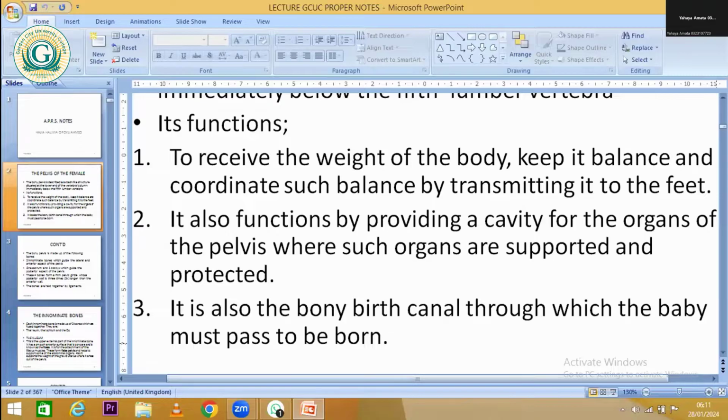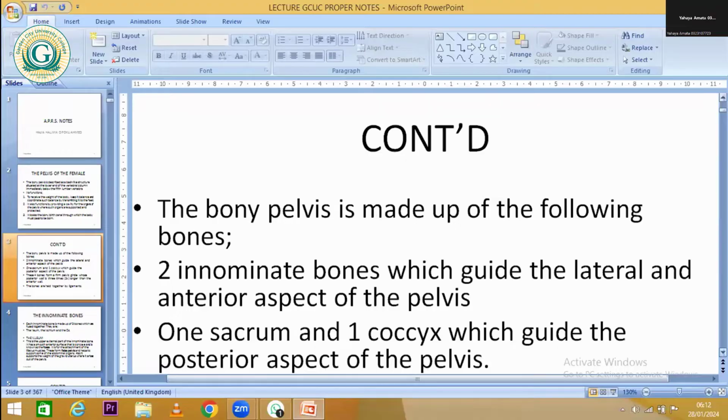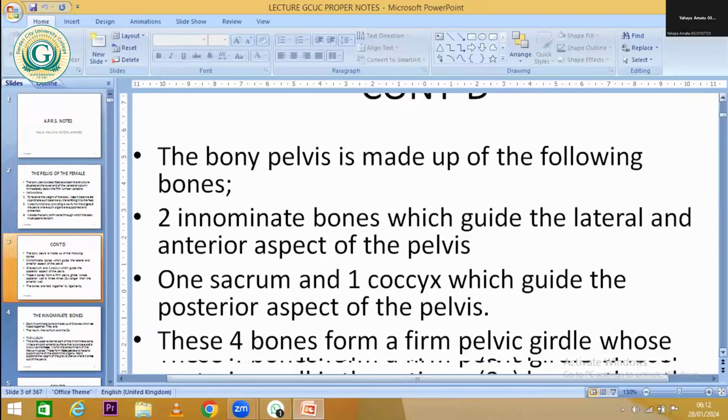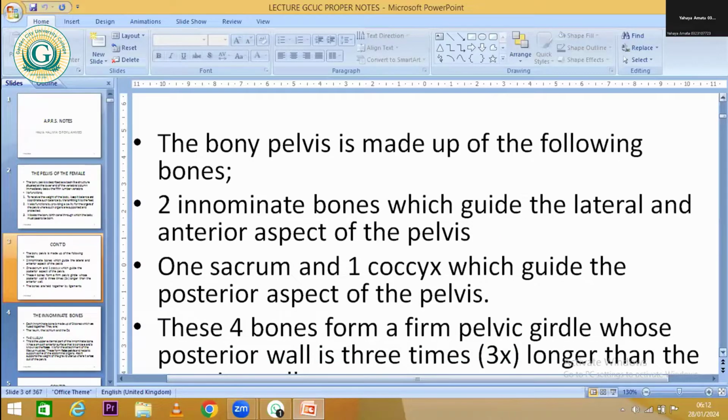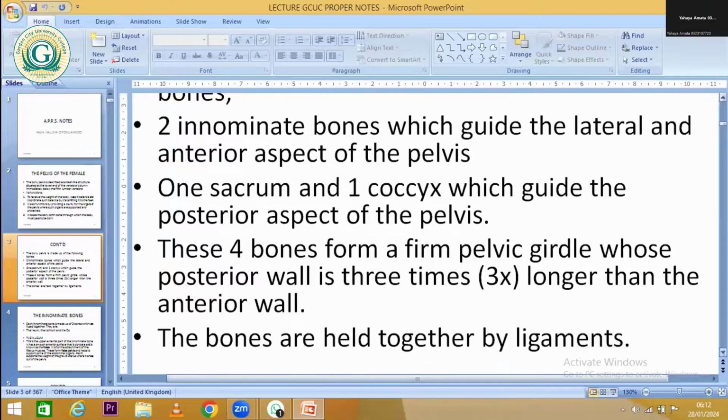Let's continue. The bony pelvis is made up of the following bones. We have two innominate bones which guide the lateral and the anterior aspect of the pelvis. One sacrum and one coccyx, which guide the posterior aspect of the pelvis. These four bones form a firm pelvic girdle, whose posterior wall is 3 times longer than the anterior wall.